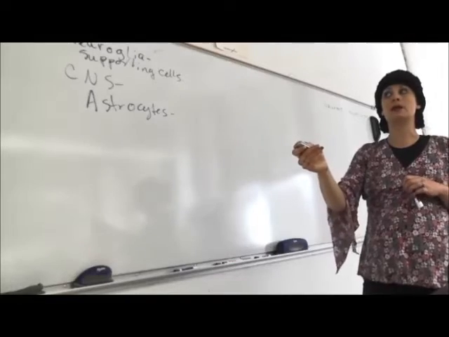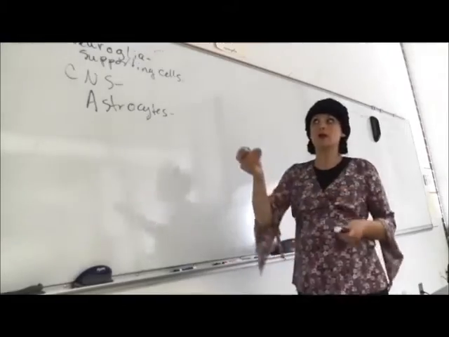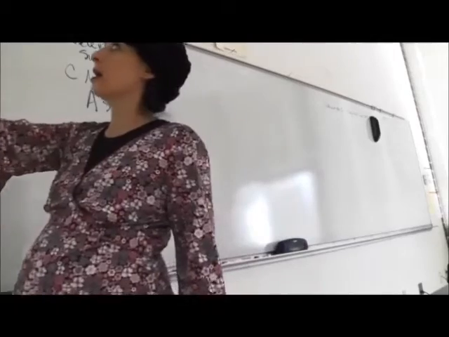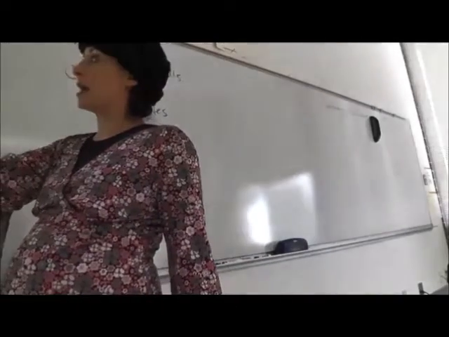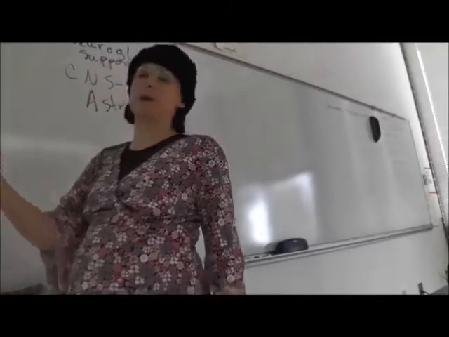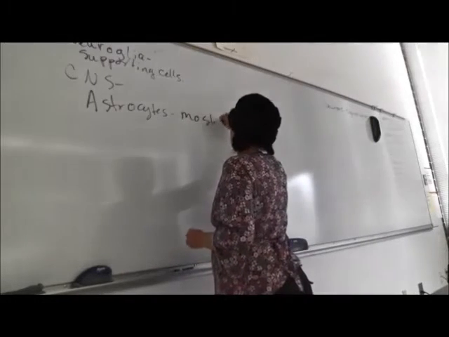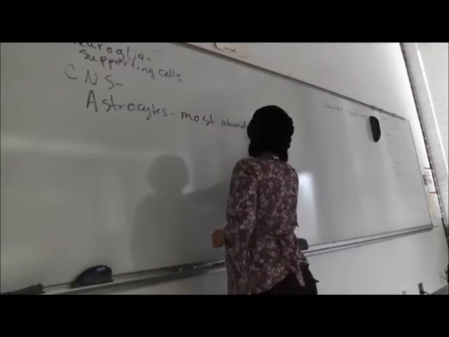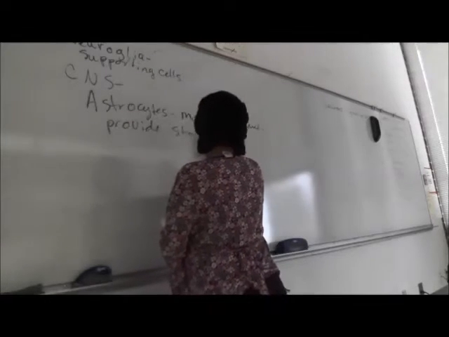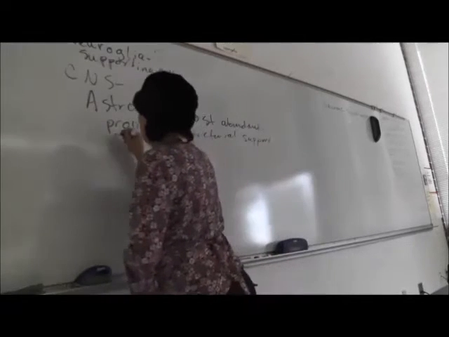They support our neurons. Really what they do is they help give structure. They also form the blood-brain barrier. So this is a capillary that you see coming through here, and these astrocytes have these extensions that wrap around the capillary and create the blood-brain barrier. So that's an important function. So what we can say about them is they're the most abundant. They provide structural support. They form the blood-brain barrier.